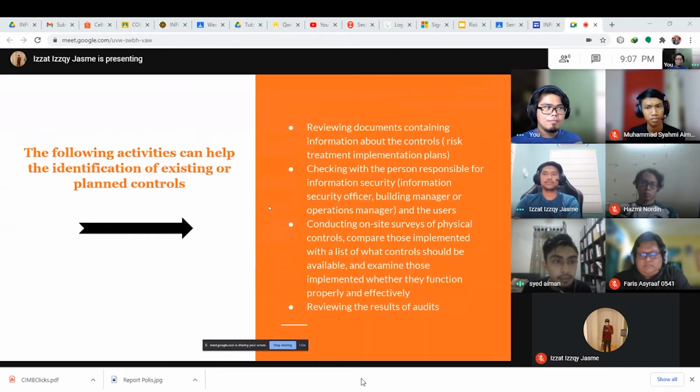The following activities can help the process of identification of controls. First is reviewing documents containing information about the controls, which are the risk treatment implementation plans. Then checking with the persons responsible for information security, such as the information security officer, the building manager or operation manager, and also the users. Then conducting on-site surveys of physical controls, comparing those implemented with a list of what controls should be available, and examining whether those implemented function properly and effectively. Then lastly, reviewing the results of audits.